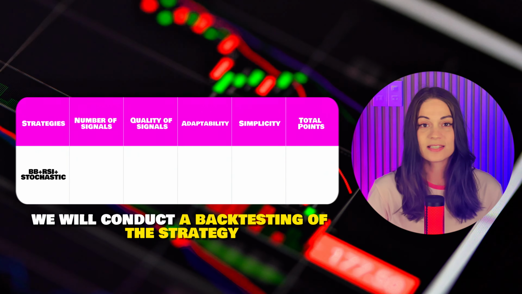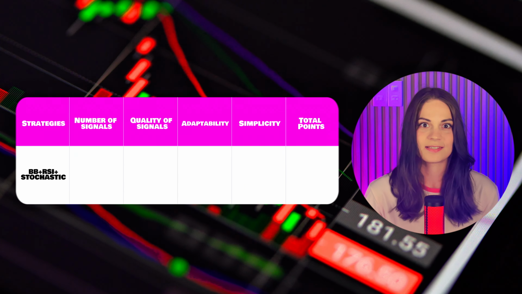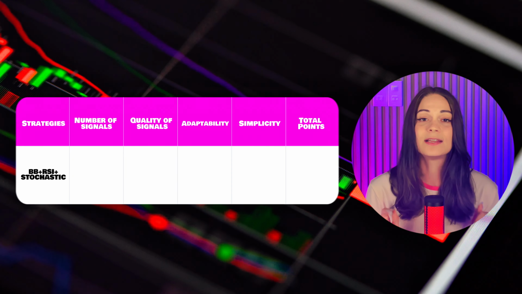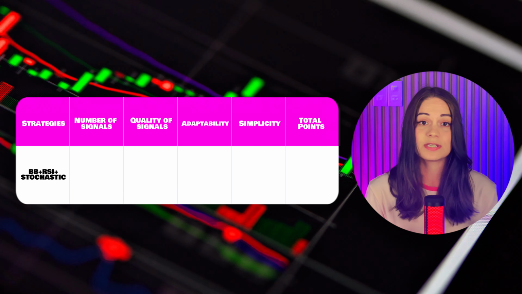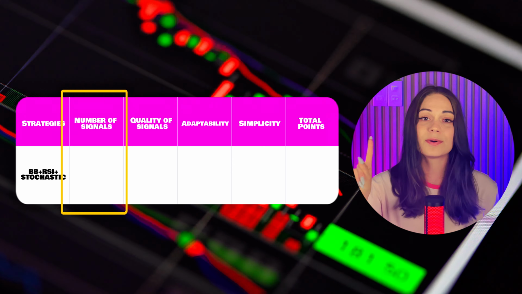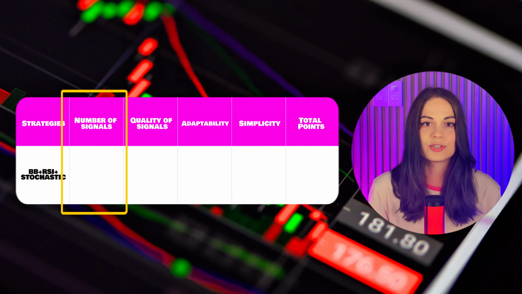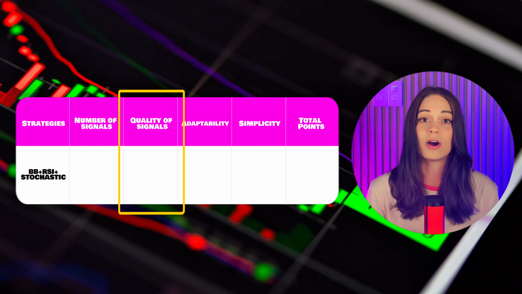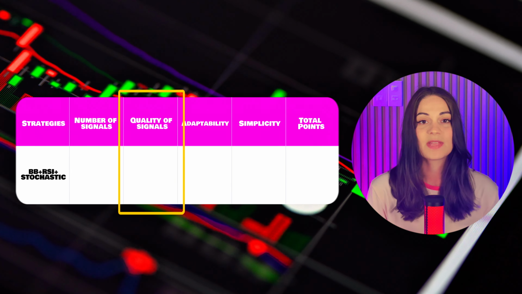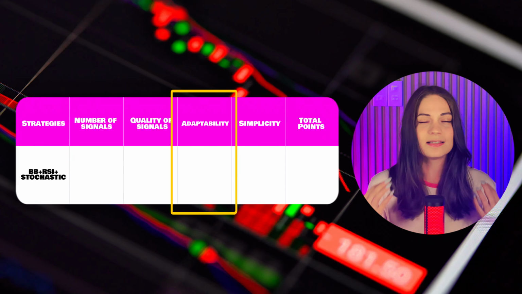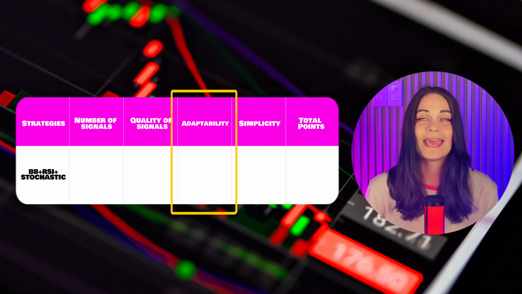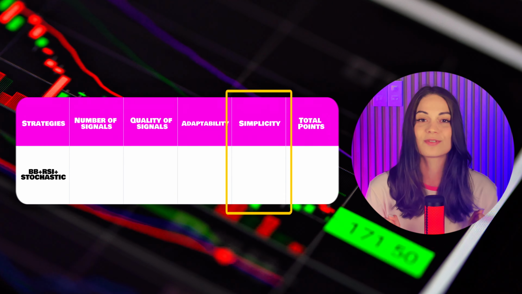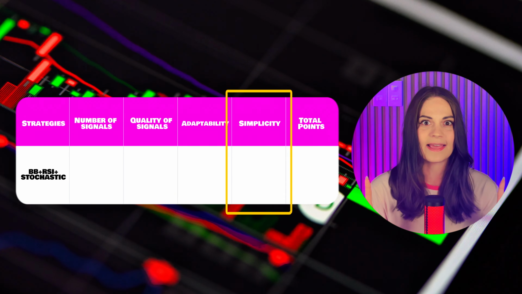We will conduct a backtesting of the strategy based on Bollinger Bands and RSI indicators. We will check it on 100 trades and see what the win rate and profit will be. Then we will evaluate its results according to the main criteria. First one, the number of signals. This one shows how often the strategy generates signals to enter a trade. Second, signals quality. This is the main indicator of effectiveness of the strategy measured by the win rate. Third one, adaptability of the strategy, and a good strategy must adapt to different market conditions. And the last one, number 4, is of course simplicity, because as you know, simple indicator-based strategies are much easier to use than a complex method.